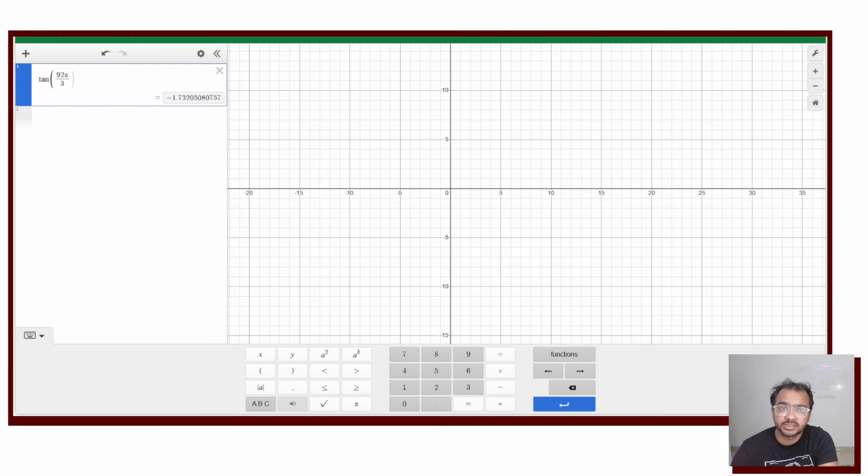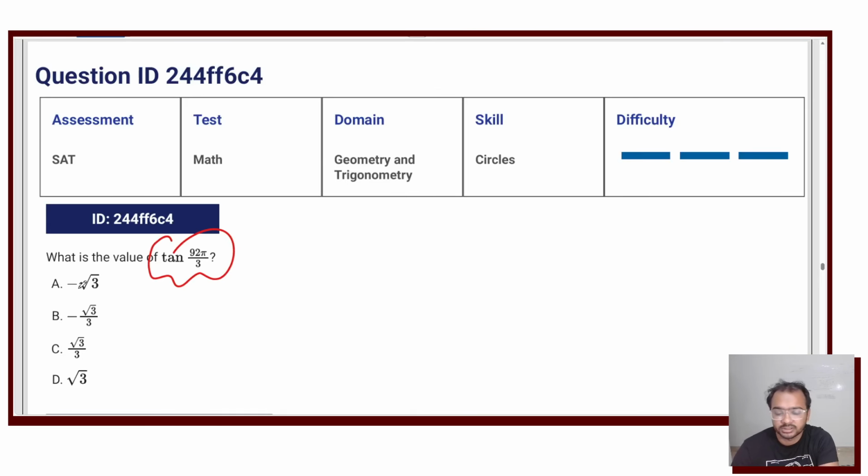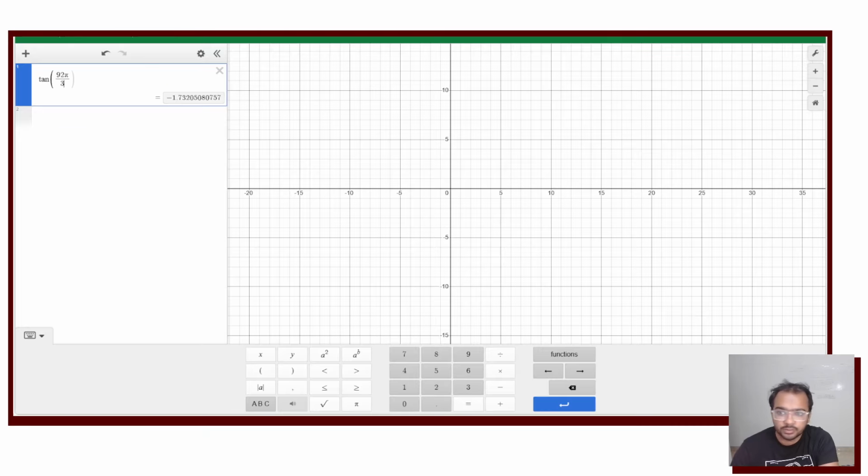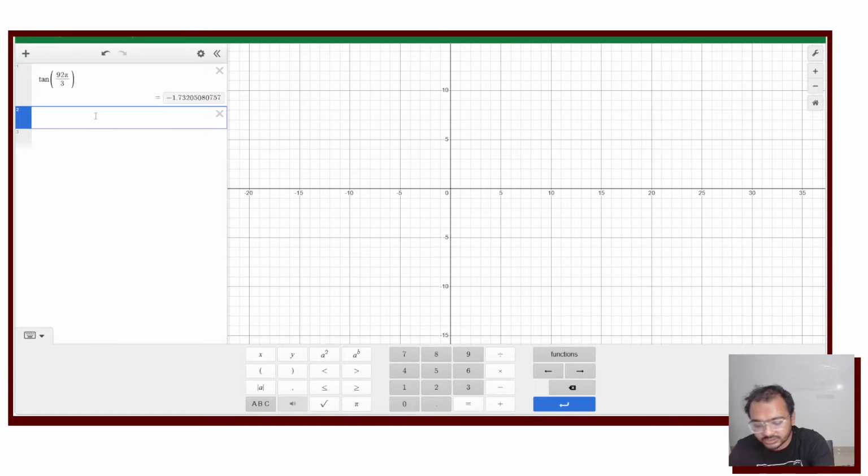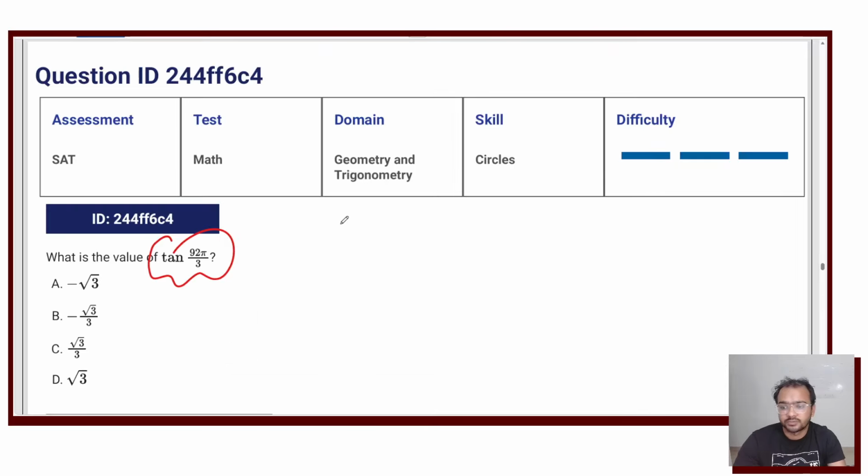So we are getting the answer in decimal form, and none of our options are in decimal form. So we'll take these values also to Desmos and check what is the decimal equivalent. We can start with the first one. That was negative square root 3. So negative square root 3 is negative 1.73. We're getting the exact same thing. So it has to be the first option.